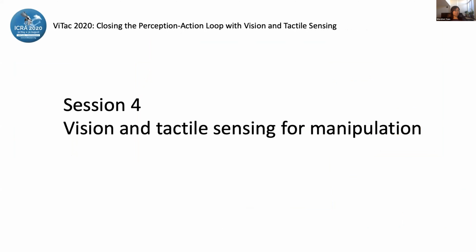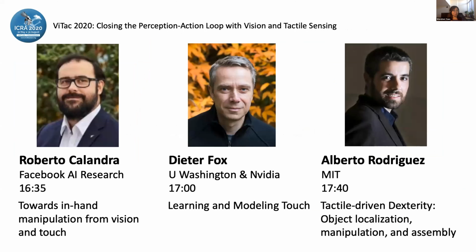So, for the first session of this workshop, we will look more into the combination of vision and tactile sensing for manipulation. So we'll have 3 speakers here. The first speaker is Dr. Roberto Calandra from Facebook AI Research, and he will talk about in-hand manipulation using vision and touch.